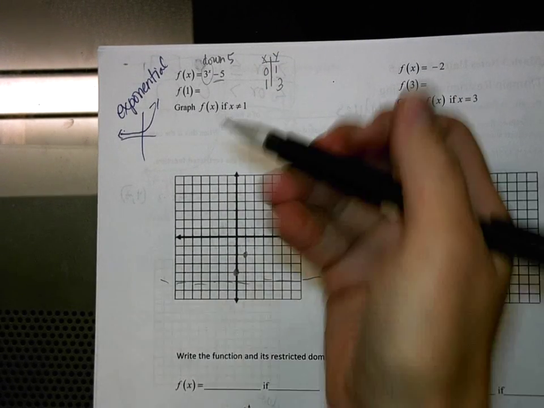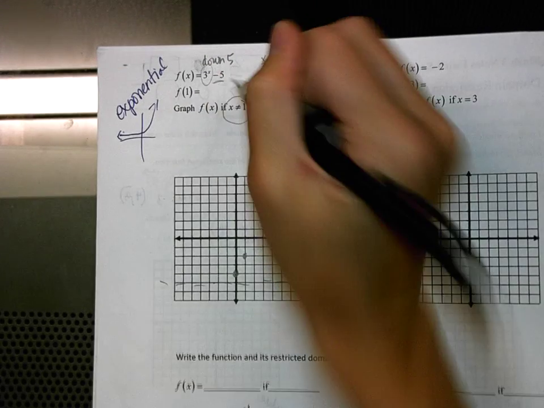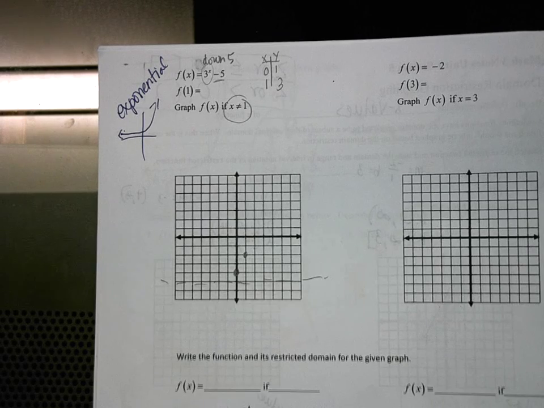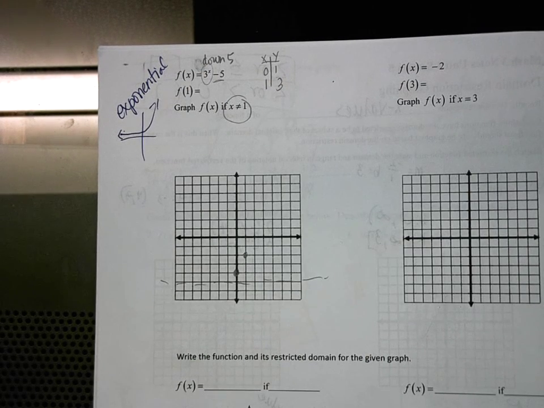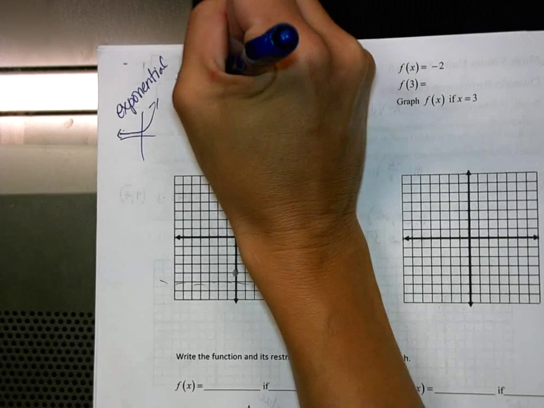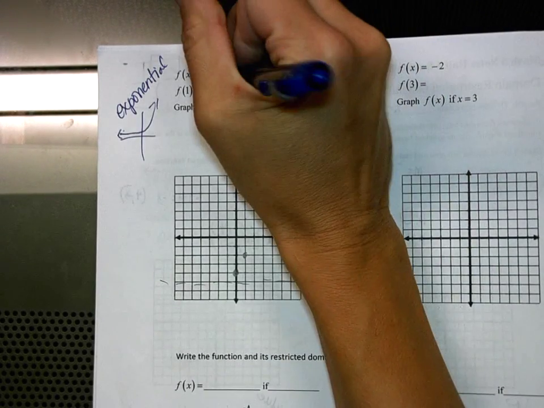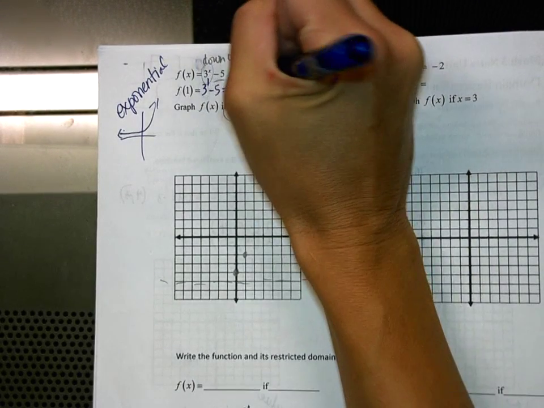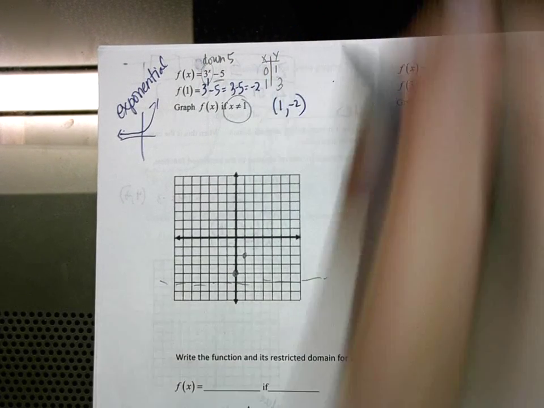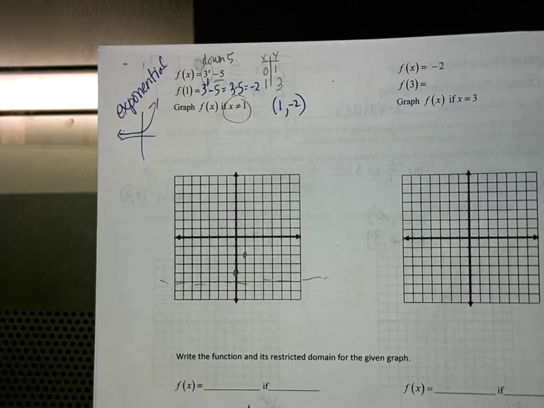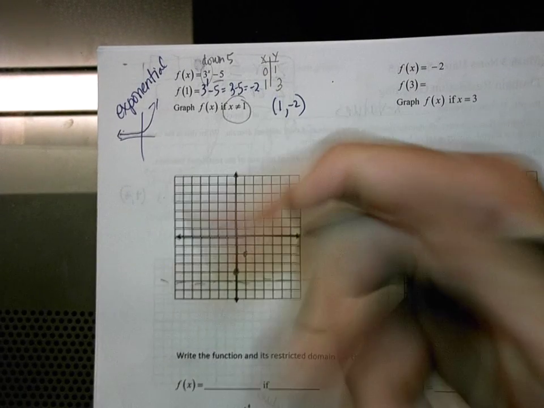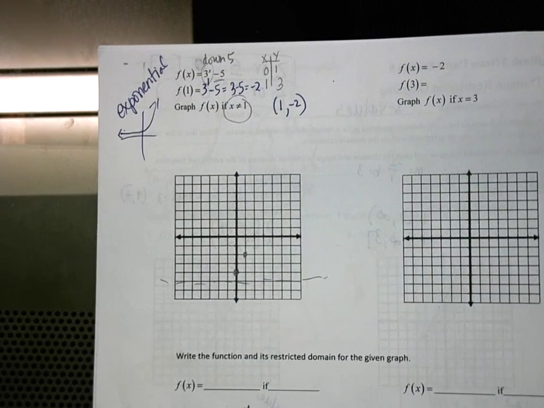So the only restriction here is that they're saying x cannot equal 1. So we're going to plug 1 in here and see what happens. Okay, so we have 3 to the first power minus 5. What's 3 to the first power? 3. And 3 minus 5 is? Negative 2. So at the ordered pair 1 comma negative 2, the graph cannot equal that. So let's go right 1 down 2. And so this point, it's not going to be a solid circle, it's going to be a what? Open circle.